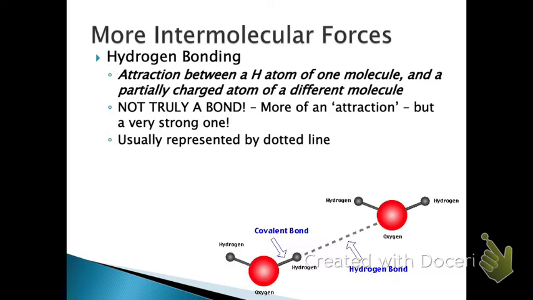So I want to walk through this diagram right here. Can everyone see that diagram, or do I need to make it bigger? Let me zoom in.